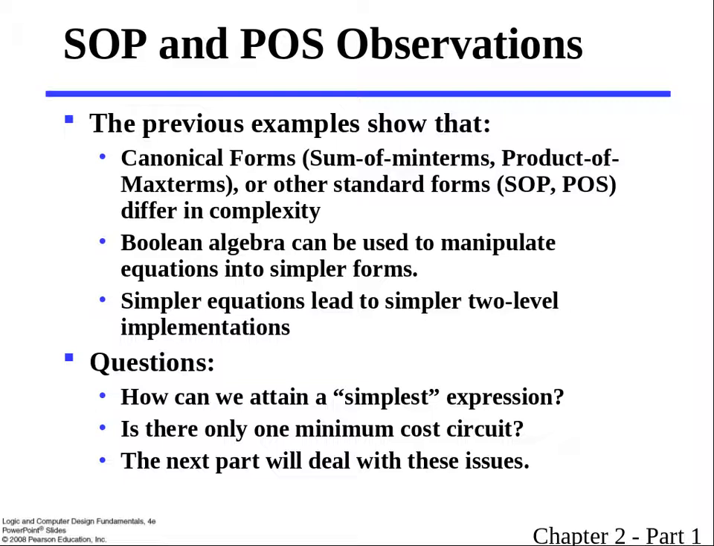We've talked a lot of terms. I've thrown a ton of terms at you: sum of minterms, product of max terms. Boolean algebra: how can we obtain the simplest circuit? Right now we have to math it all out, which we're not all great at, to try and get a minimum cost. The next part is going to deal with how we actually minimize this automatically.